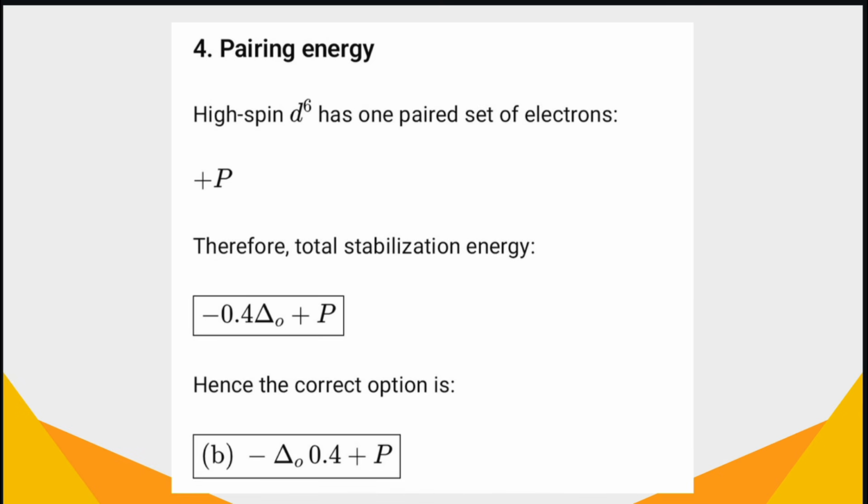Now in step 4 we will calculate pairing energy. High spin d6 has one paired set of electrons, that is plus P. Therefore total stabilization energy is equal to minus 0.4 delta naught plus P. Hence the correct option is option B, minus 0.4 delta naught plus P.